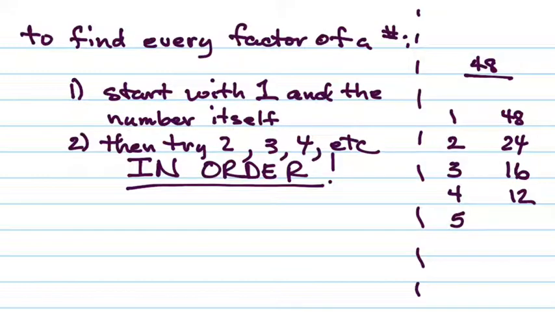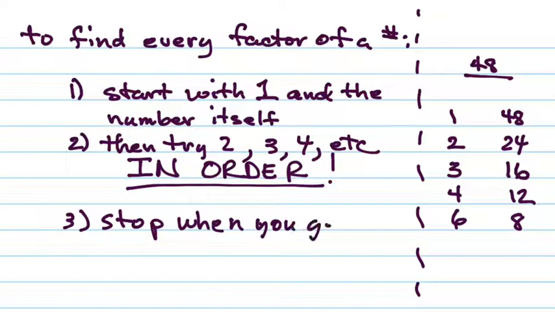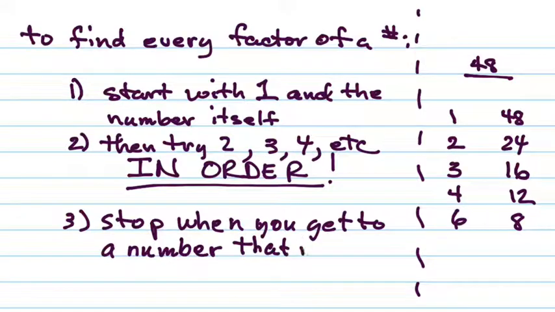Will 5 go into it? No. Then 5 is not a factor of 48. How about 6? Yes. How many times? 8 times. How about 7? No. And I know that I'm ready to stop. Okay. Stop when you get to a number that is already on your list.